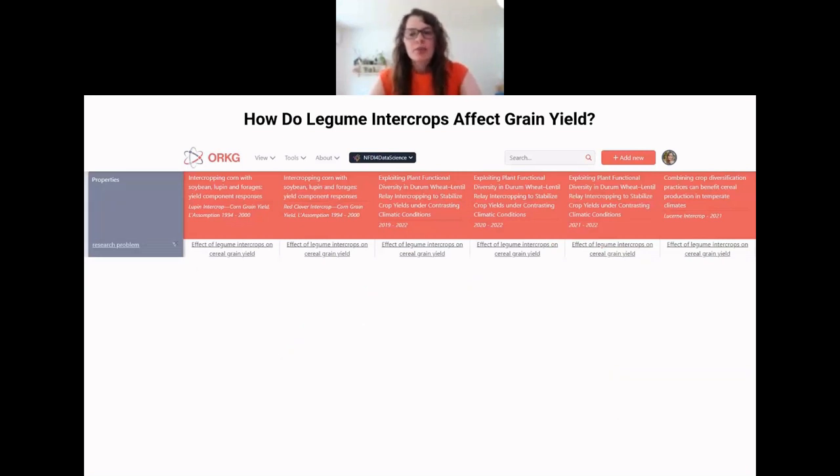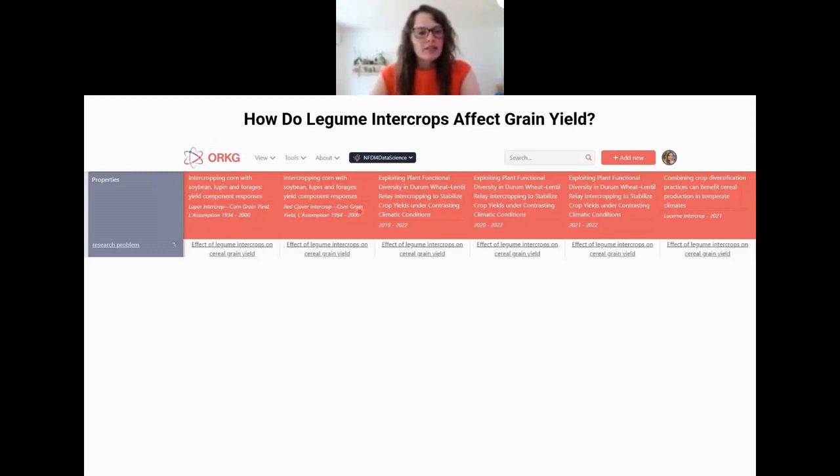And knowledge graphs produced in the ORKG can address much more complicated information than the simple bibliographic information that I just shared with you in the previous example. And we can also view knowledge graphs from the ORKG in a tabular format. And we call this a comparison. So for example, we can address a question related to biodiversity or agroecology. For instance, how do legume intercrops affect grain yield?